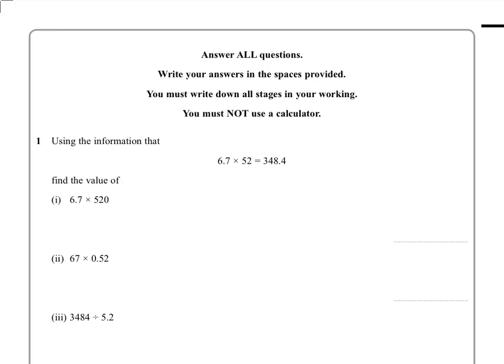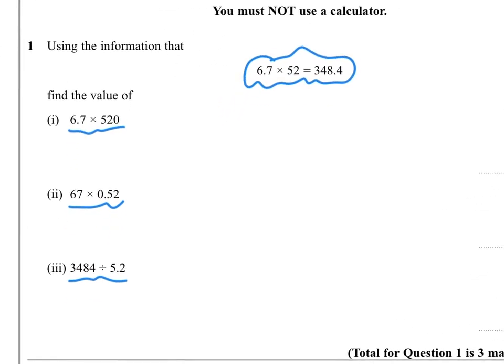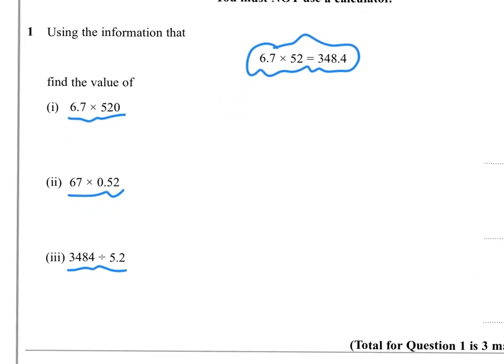So in this question you're given some information, basically that 6.7 times 52 is 348.4, and you have to work out the values of these. Well, let's have a look in a little bit more detail. Let's start with the first one. So what would 6.7 times 520 be?